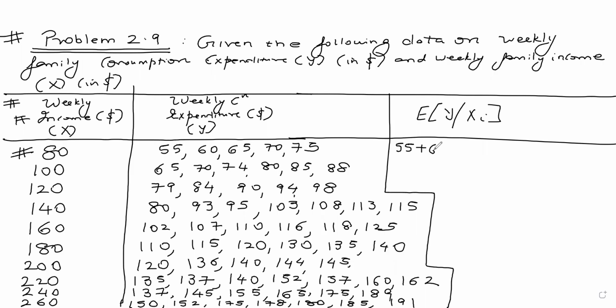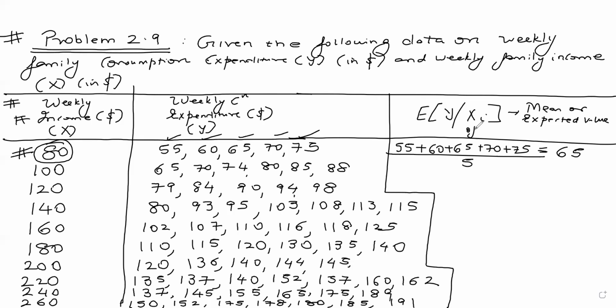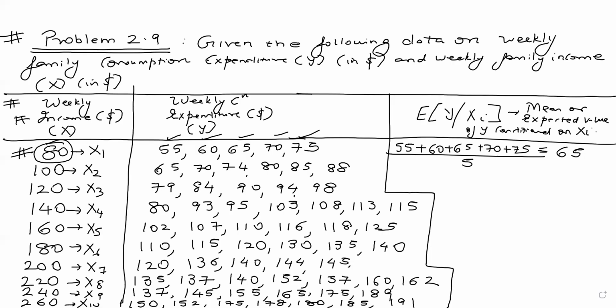This is going to be 55 plus 60 plus 65 plus 70 plus 75. You add up all the values divided by how many values are there? 1, 2, 3, 4, 5. So you divide by 5. You get your answer as, you can verify it comes out as 65 only. That means for a fixed value of x, we have calculated the mean value of y, or I can say the mean or the expected value of y conditional on xi. So this is my x1, this is x2, x3, x4, x5, x6, x7, x8, x9, and the last one is x10. So this is nothing but expected value of y conditional on x1.